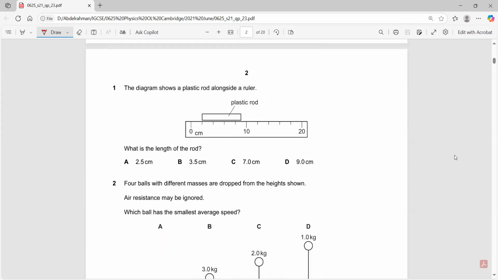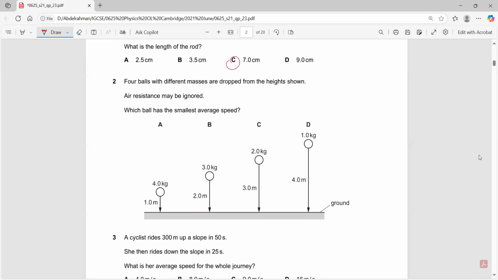Question 1. The diagram shows a plastic rod alongside a ruler. What is the length of the rod? Can I find the length of the rod? Yes, it starts at 2 centimeters and ends at 9 centimeters. So the difference between 2 and 9 is 7 centimeters.